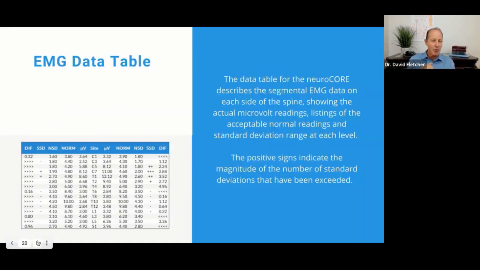I put this in just to remind you that you always can generate an EMG data table. This comes in the narrative reports as well, and it publishes the standard deviations, and you can look at the plus signs beside each of the different segments. The plus sign of +1 is 1 standard deviation, 2 is 2, and 3 is 3. And so you can see that in a numeric fashion, for instance, if you wanted to send this off in a narrative report to other clinicians, but certainly in PI work, this is a valuable tool as well.